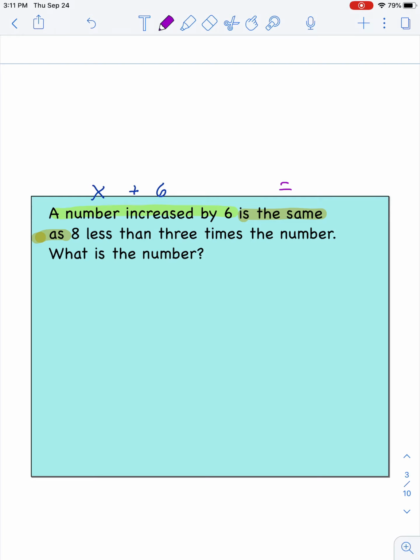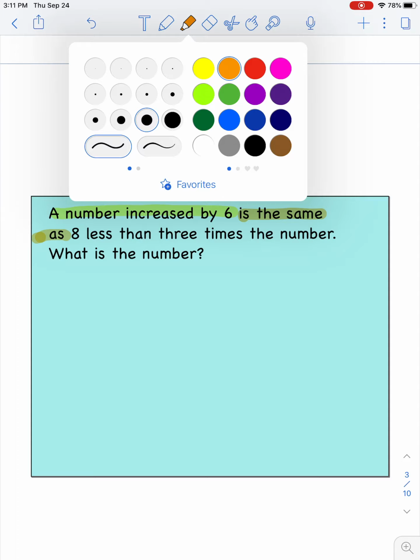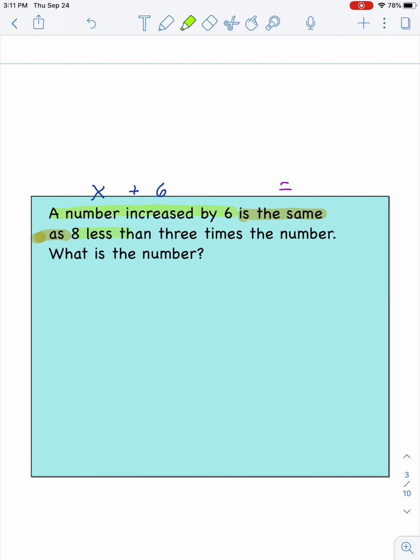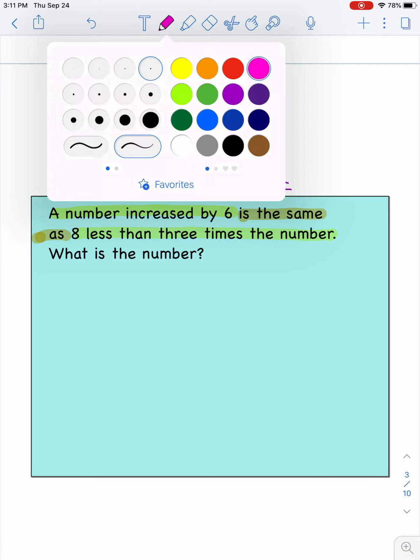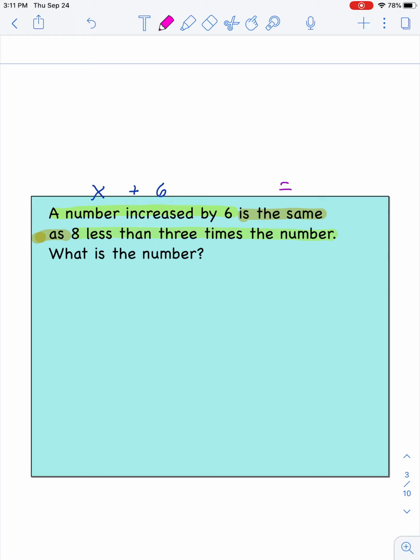And then the last part is the same as 8 less than 3 times a number. So we have 8 less than 3 times that same number. So what would 8 less than something look like? Well, if the number was 10, 8 less than that would be 2. So what are we doing? We're taking and subtracting 8 from the number. It's 8 less than the number.